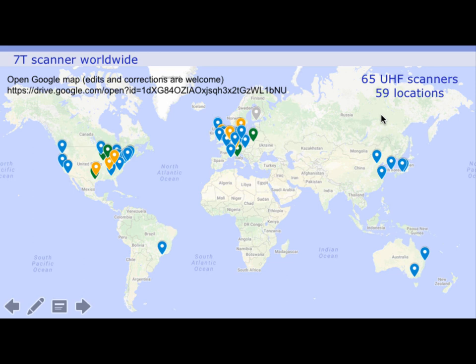There are more and more high field scanners being installed all around the world. And with high field, I mean 7 Tesla and higher. And to keep track of them, I made this open Google map that you are also invited to adapt and change and complete in case you know of a scanner that I might have missed. And you can see that we are approaching the number of 70. And most of them are from Siemens in blue, quite a few are from Philips in orange, and also not too few are from GE in green.